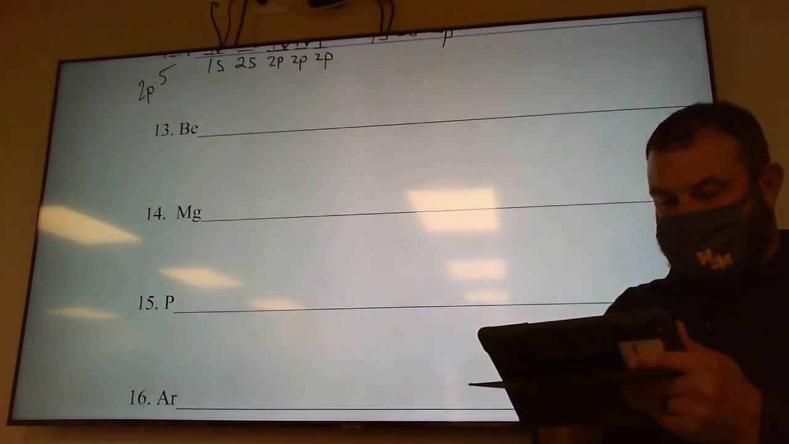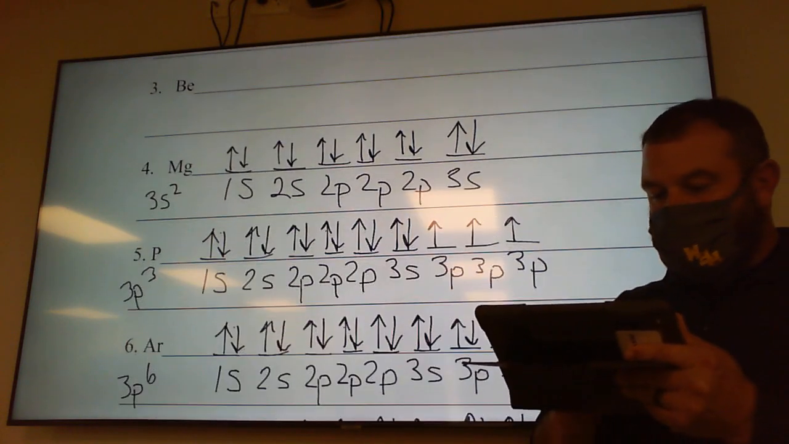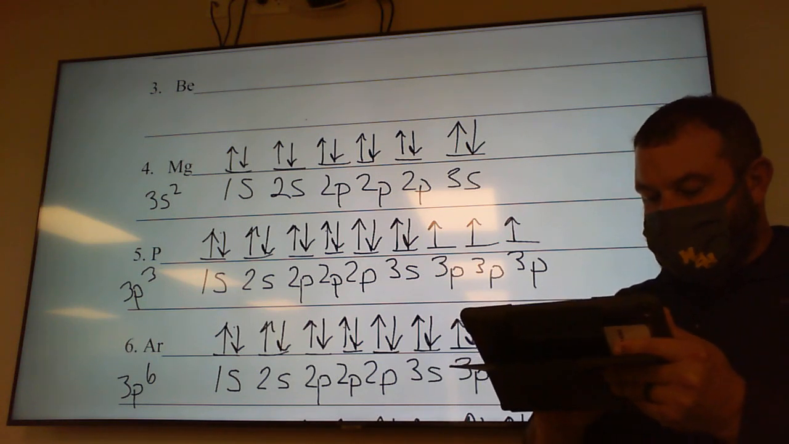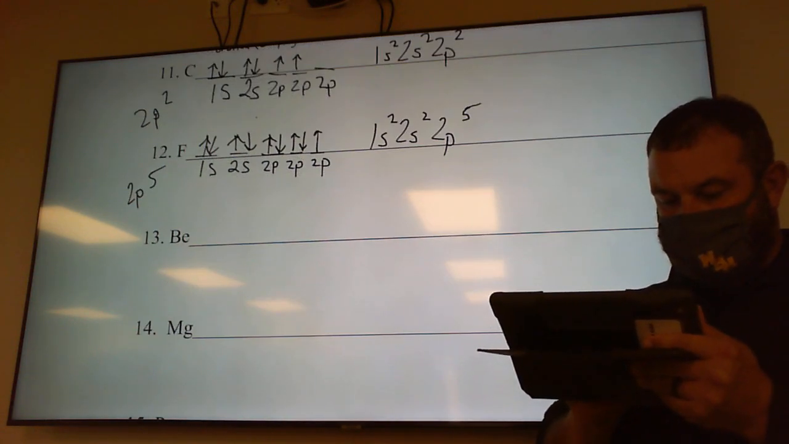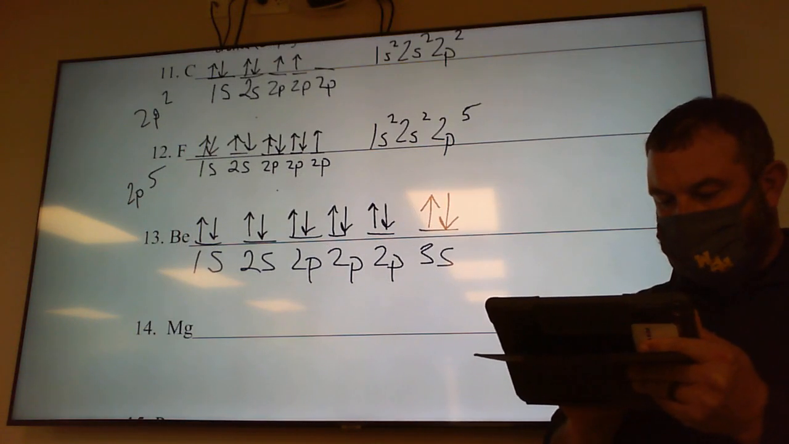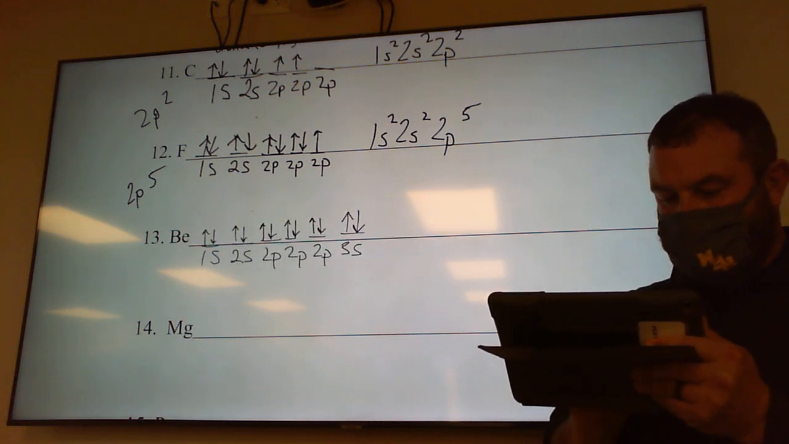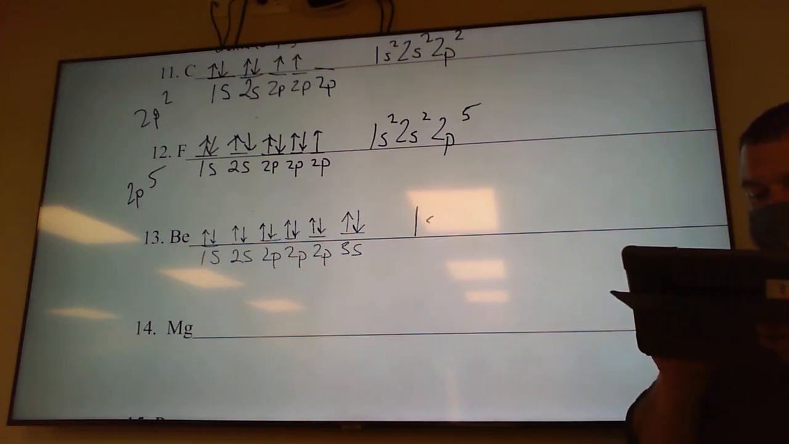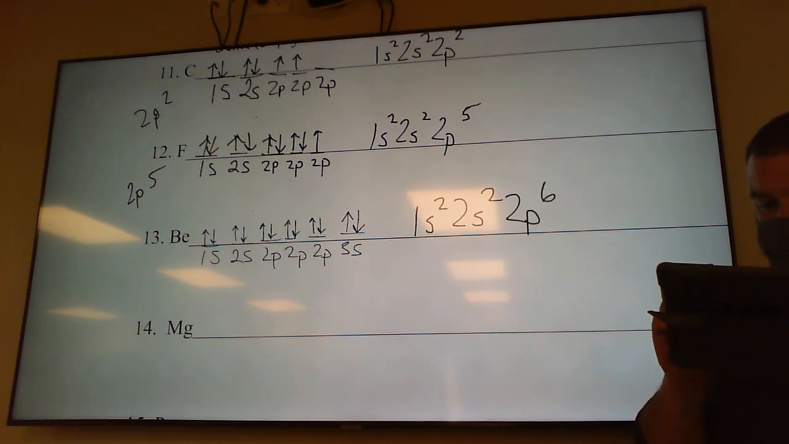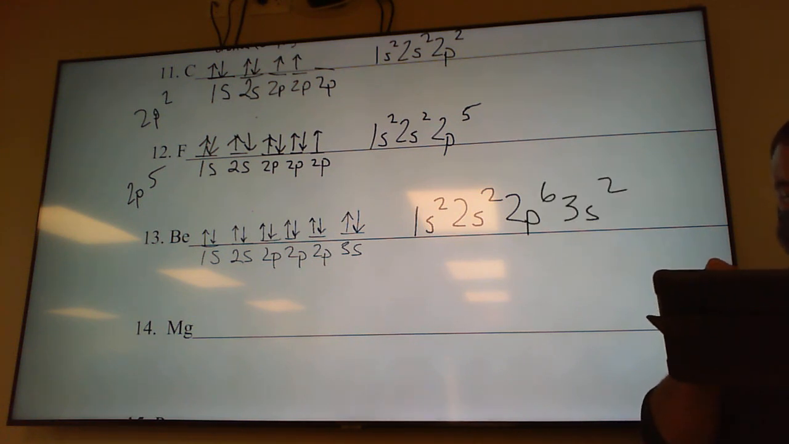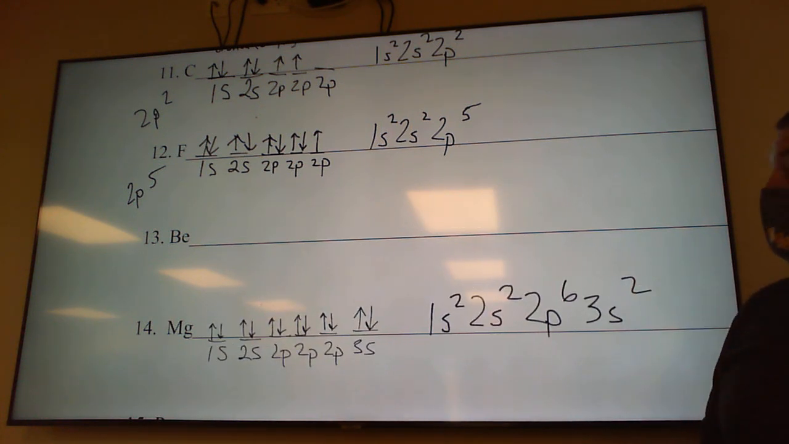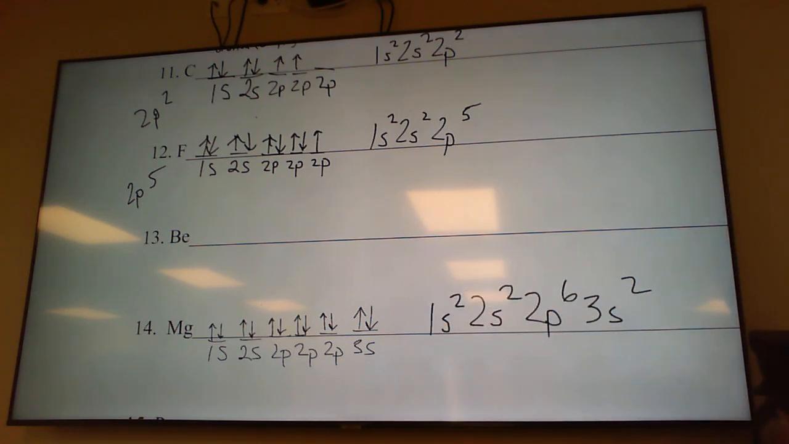We're going to skip beryllium again, but let's go to magnesium. Magnesium ends in 3s. Okay, ends in 3s with 2 electrons. So again, I start with 1s, and there's 2 electrons. 2s has 2, 2p has 6, and 3s has 2. I'm going to go ahead and move this down to where magnesium actually is. So this would be the electron configuration for magnesium.